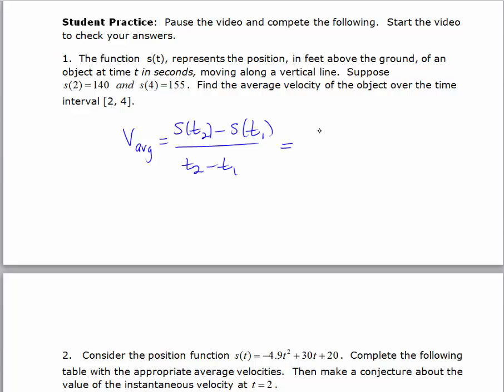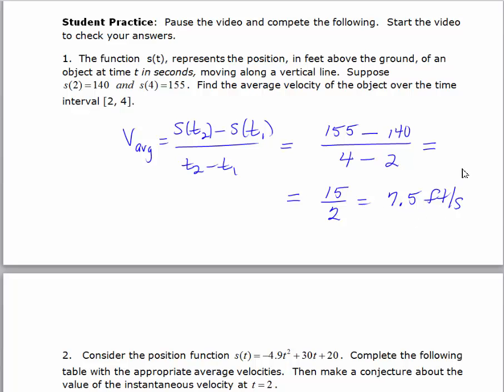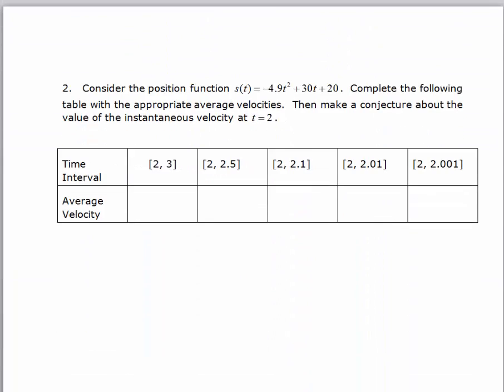s of t sub 2 is 155, minus s of t sub 1, which is s of 2, is 140, all over t sub 2, which is 4, minus t sub 1, which is 2. Alright, working out the arithmetic, we get the average velocity to equal 7.5 feet per second. That would be the average velocity over the time interval from t equals 2 to t equals 4, so over that 2-second interval. Okay, the next problem.